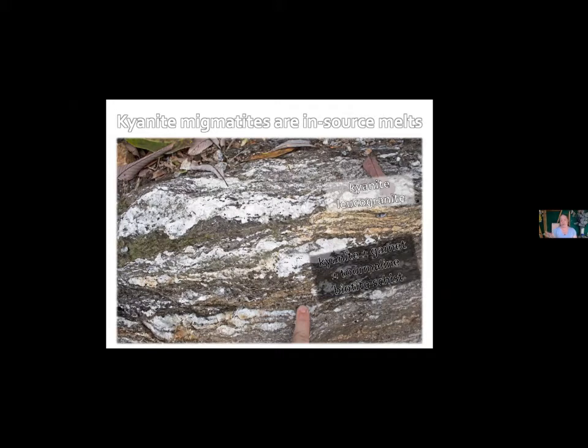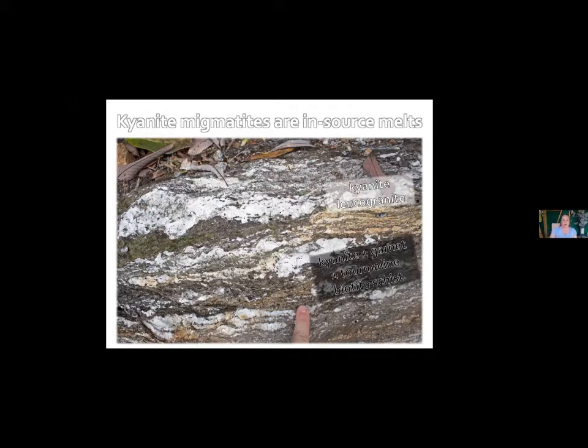And what we think happened is that due to muscovite dehydration melting of this schist, we were able to produce this kyanite leucogranite. And that melt has not migrated further than you see at an outcrop scale. So we see no evidence of it migrating upwards and pooling elsewhere. We think these are pretty much in situ, in source migmatites. They're found within the rock that they're sourced from.